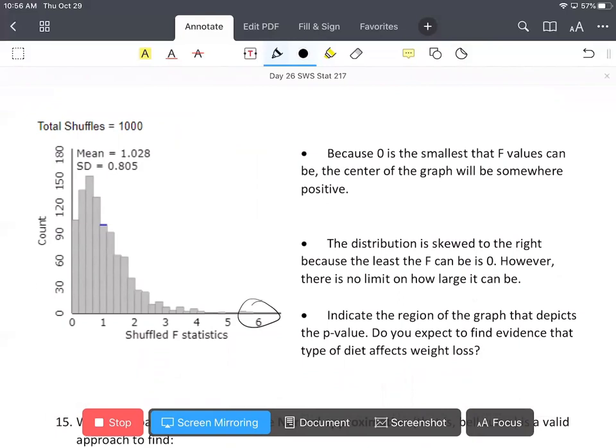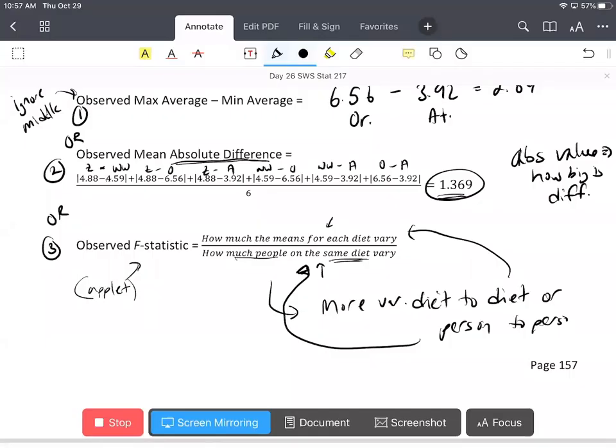Do you expect to find evidence that the type of diet affects weight loss? So scan back up and see what we got for an F value. Up here, I hadn't written it down yet. When I had run the applet, I got the F value as 0.54. All right, so if you can go back up and record that, that was the value that I got from the applet using the observed F statistic.